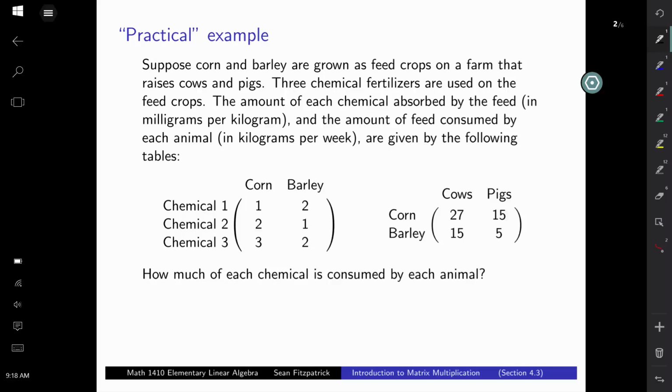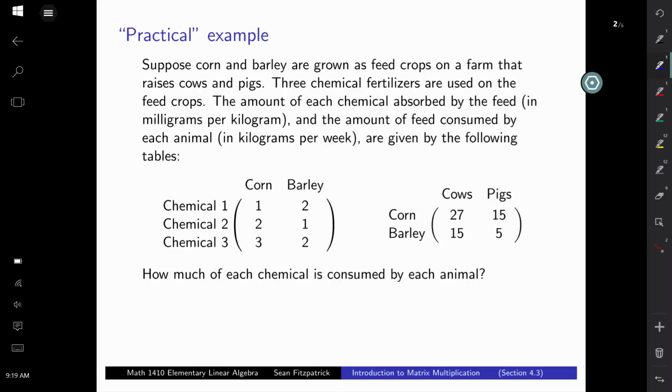So corn is assigned the number 27 for cows. Cows eat 27 kilograms of corn, and 15 for pigs. Pigs are eating 15 kilograms of corn. Again, these numbers might be completely unreasonable. Maybe 15 kilos is probably way more than a pig could eat in a week, but who knows, maybe it's accurate. The numbers are completely made up. The problem, however, is a reasonable one: how much of each chemical is consumed by these animals?